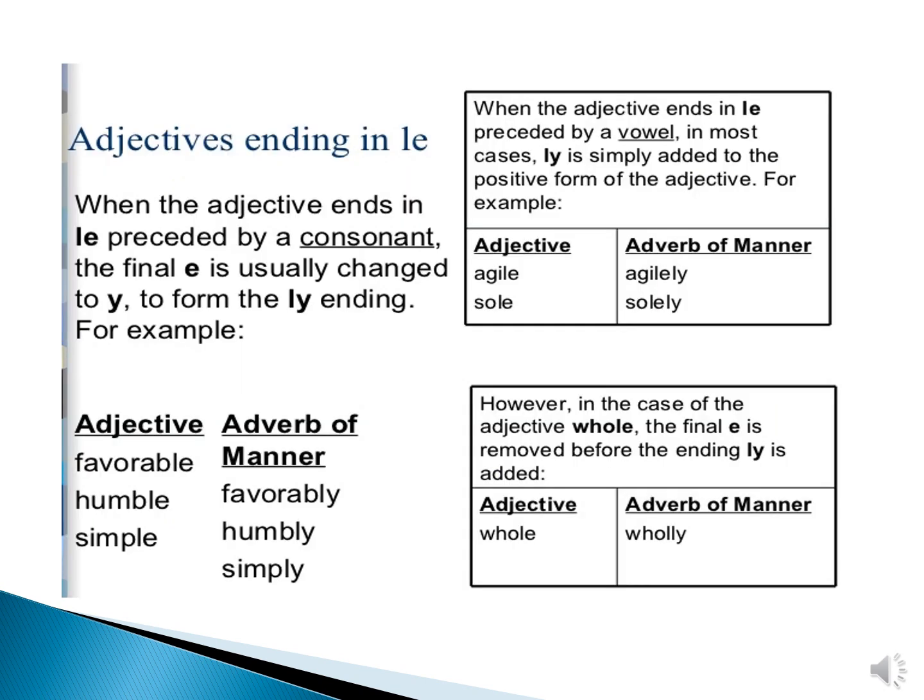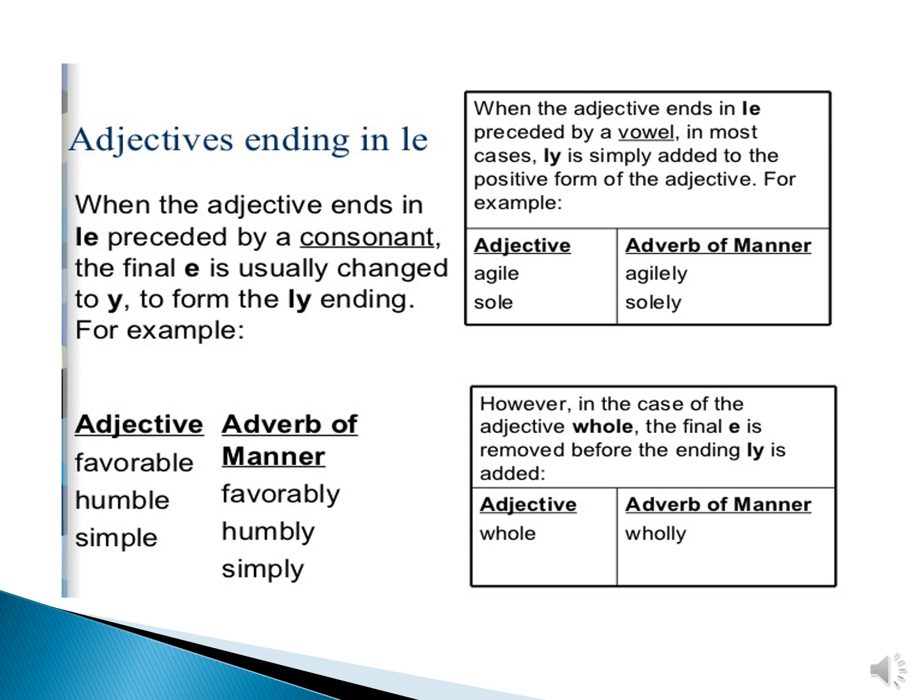Let's read some rules that you must follow in the spelling of adjectives ending in -le. Remember that when the adjectives end in -le preceded by a consonant, the final e is usually changed to y to form the -ly ending. For example, favorable, favorably, humble, humbly, simple, simply.